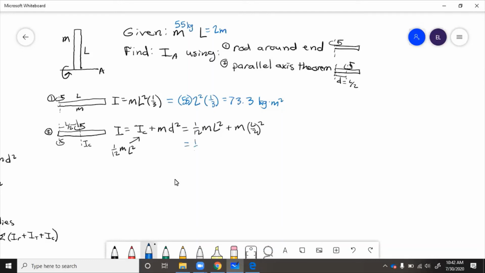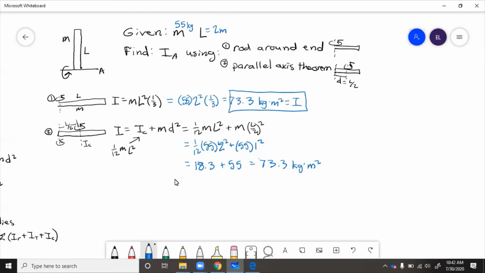So this is 1/12 times 55 times 2 squared plus 55 times L over 2, which is just going to be 1 squared. That is 18.3 plus 55 equals 73.3 kilograms times meters squared. So that is moment of inertia, and we verify that they both equal the same thing.